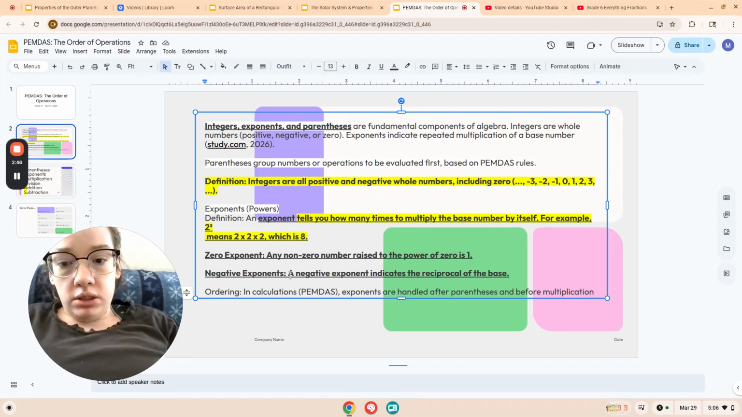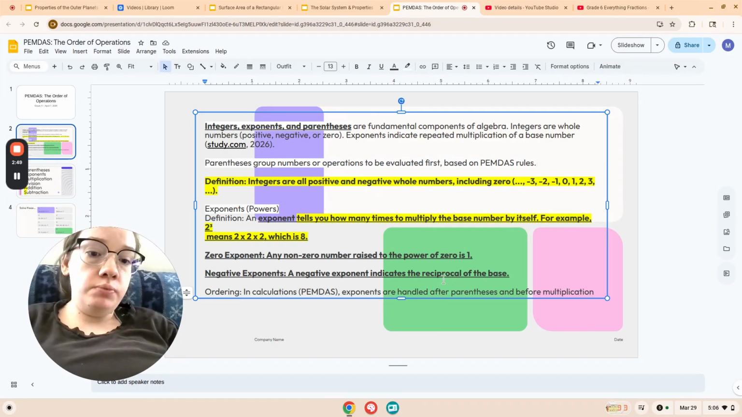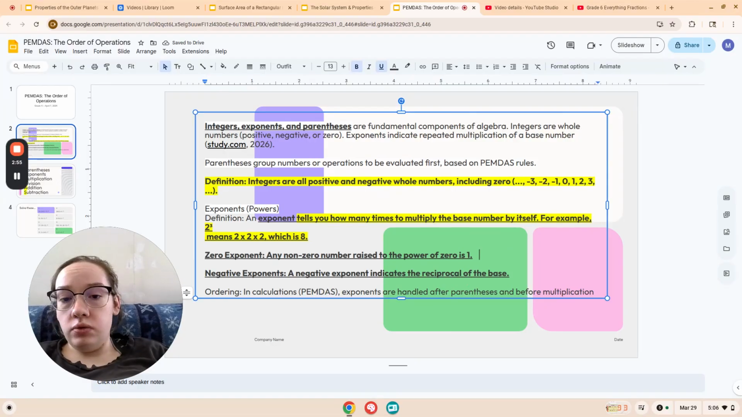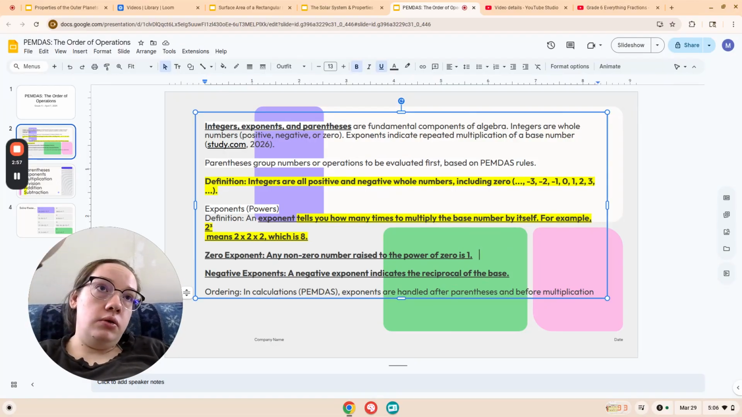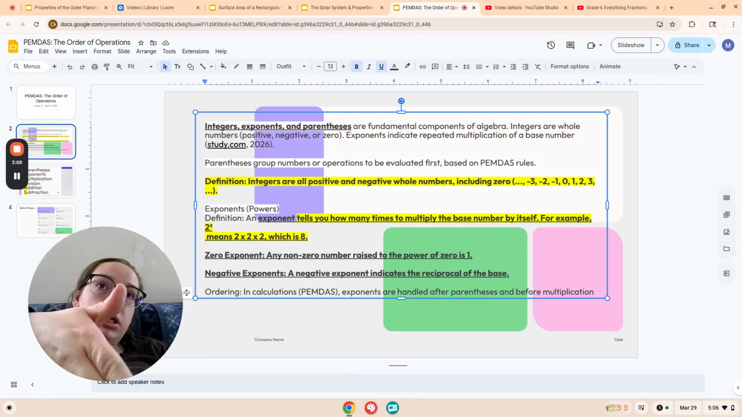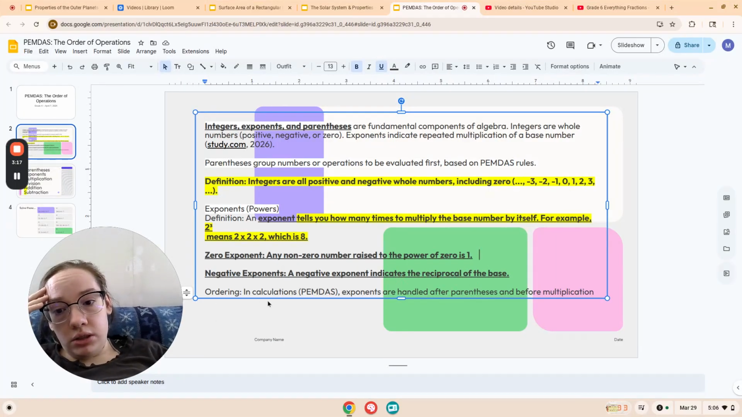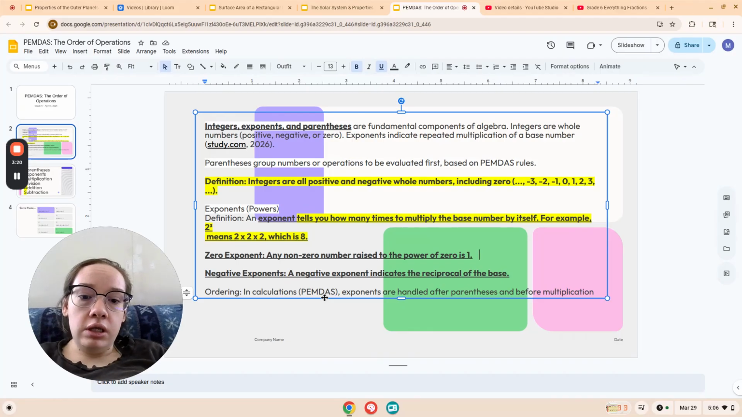Negative exponents: a negative exponent indicates the reciprocal of the base. So let's say I had 2 to the -1. A little -1 in the corner, like that. 2 to the -1 would become the reciprocal of the base, which essentially means 2 becomes the denominator and you put that 1 on top, making it 1/2. So 2 to the -1 is 1/2, a half. Ordering and calculations, PEMDAS: exponents are handled after parentheses and before multiplication.